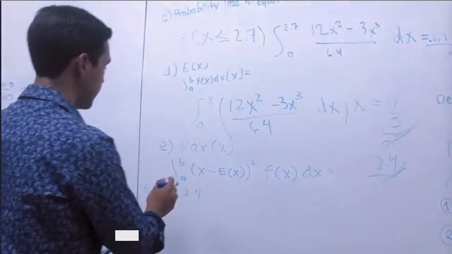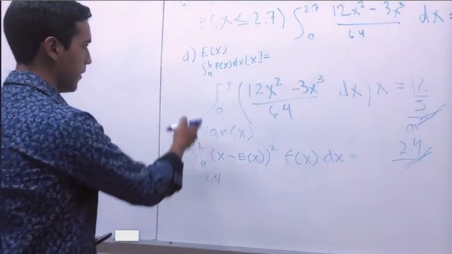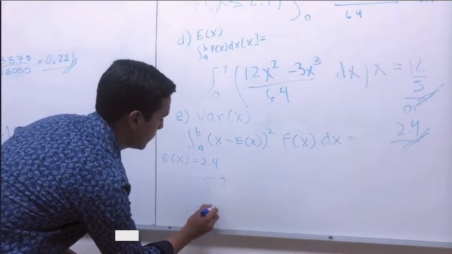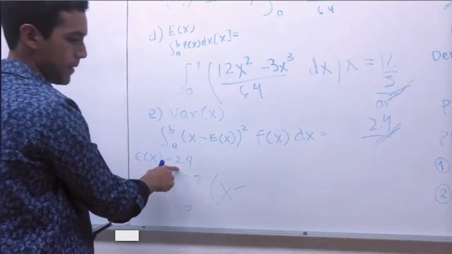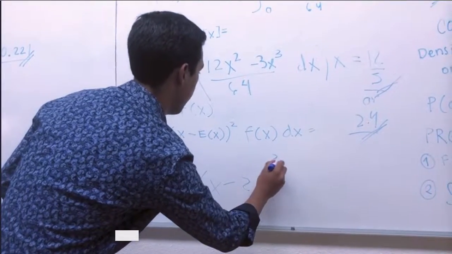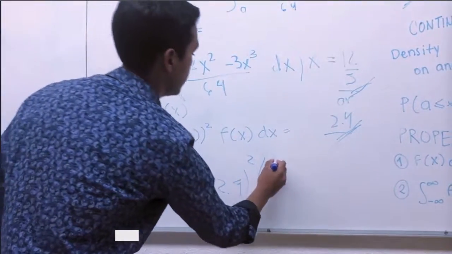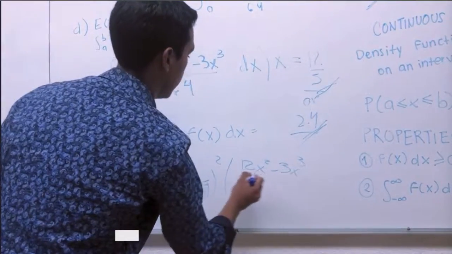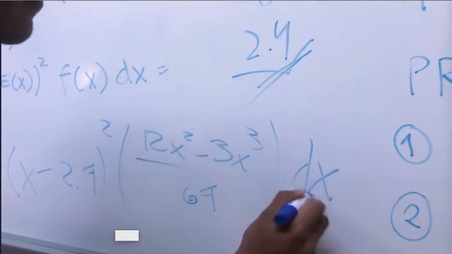For the variance, we start with the expected value that we have already done in the exercise before. And we start plugging in, from 0, in parentheses x minus the expected value, which is 2.4, squared, times the f of x, which is 12x squared minus 3x cubed over 64. And then we plug in.